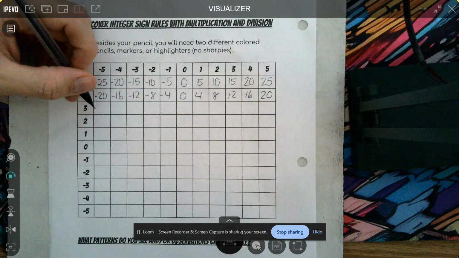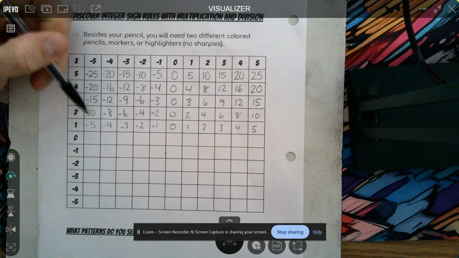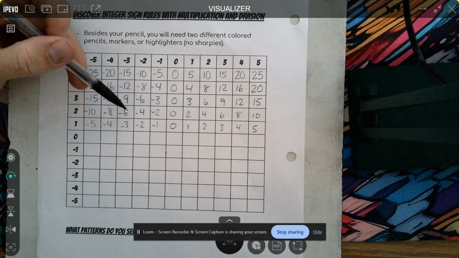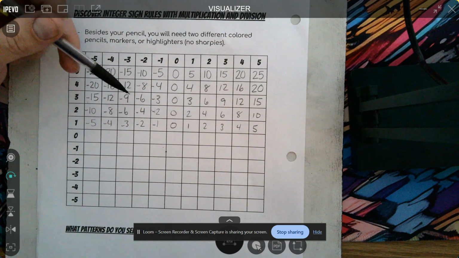I'm going to pause the video and fill in the next 2 rows. All right, I filled in the next 3 rows. So if you notice, these are just going up by 3, up by 2s, up by 1. Okay, make sure you're keeping track of your signs.